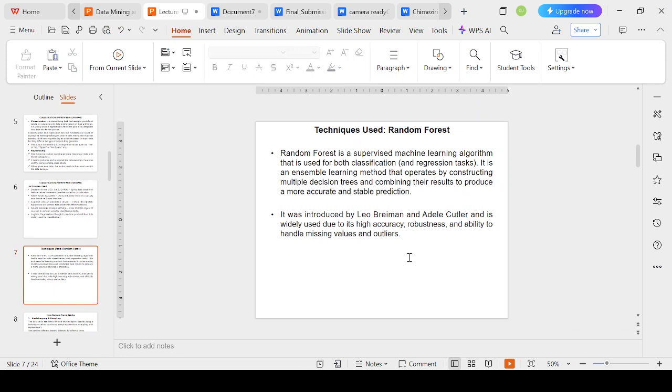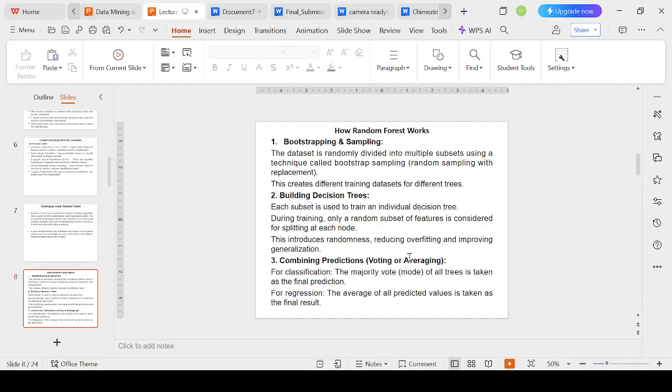So we also have random forest. It's an ensemble technique. We are going to look into it when we start building projects or solving problems with it. The random forest can be used for both classification and regression tasks. It is an ensemble learning method that operates by constructing multiple decision trees and combining their results to produce a more accurate and stable prediction. It was introduced by Leo Breiman and Adele Cutler, and it's used for building models because of its high accuracy and robustness. So we are going to apply all these.